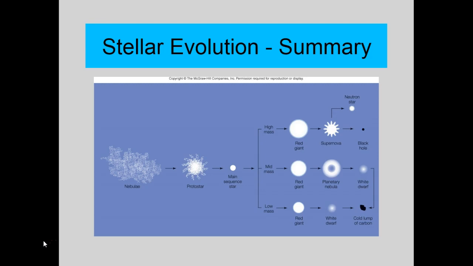I imagine it has a little bit, but not as noticeable a planetary nebula. And the white dwarf will be somewhere in the center and the gas is blowing away. It becomes a white dwarf just like this one and ultimately cools and becomes a cold lump of carbon.